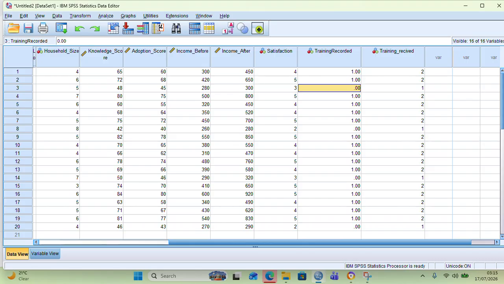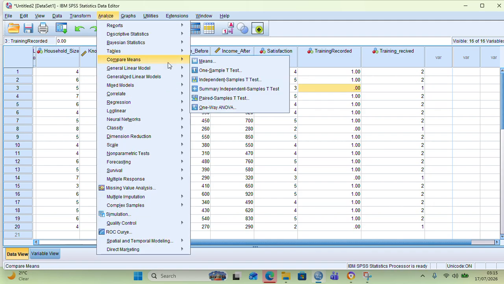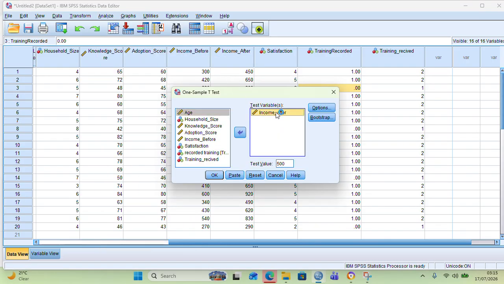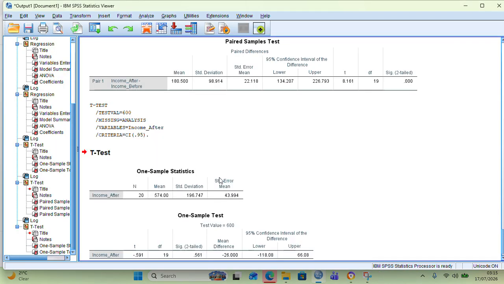So let's do the analysis now that you have understood what is one sample t-test and where to apply it. We are going to go to Analyze, then you go to Compare Means, and then you go to One-Sample T Test. Let me reset my variable view. So we are going to test income after, and then we are going to use a hypothesis value of 600, and then we click OK.